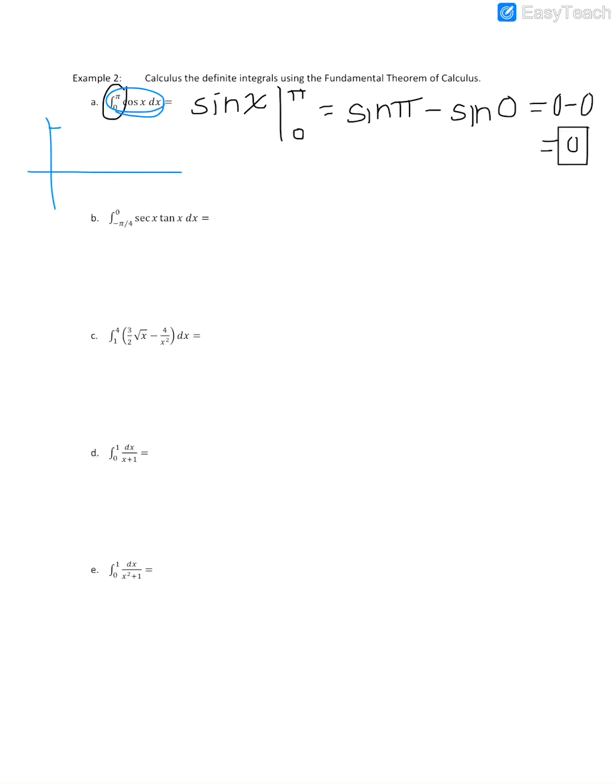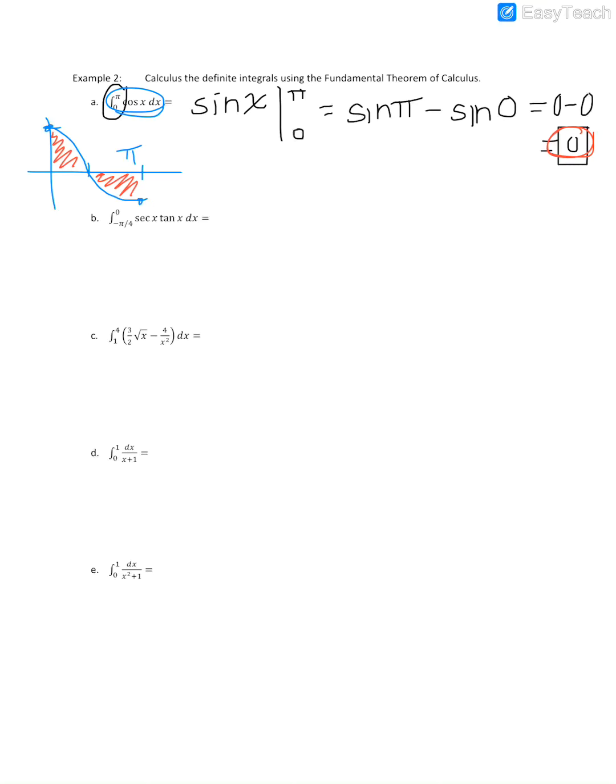So here's cosine of x. It starts up at 1. Here's pi. It goes down to -1, okay? So this part of this area right here is positive. This part of this area here is negative. They're exactly the same. So when you add them together, they cancel and you get 0, okay? So that's just a little explanation of what we're doing, why it works out the way that it does. All right, let's look at B.